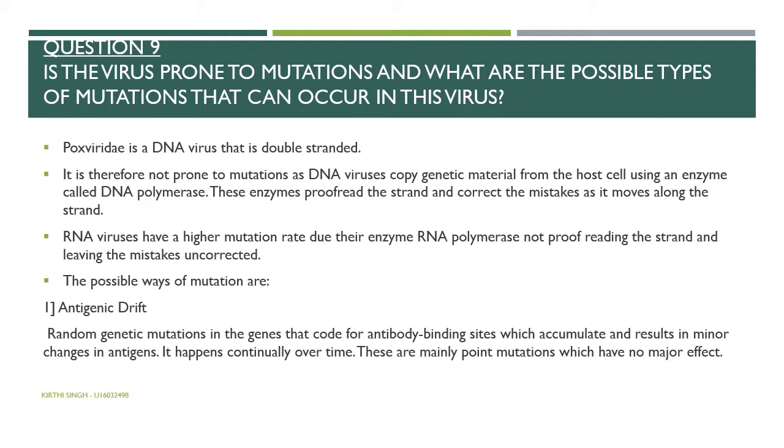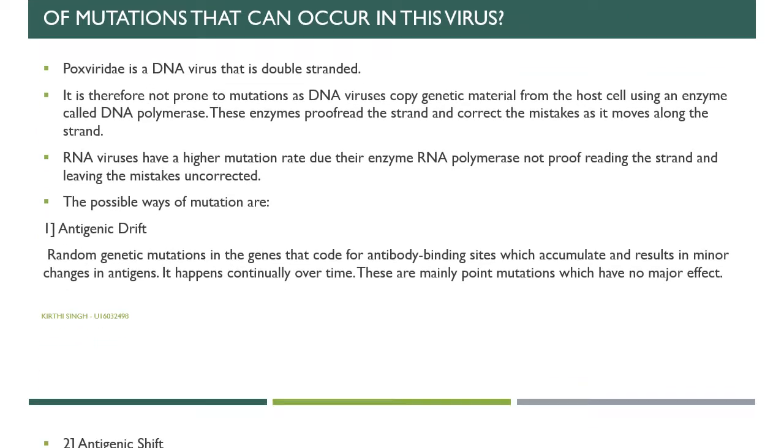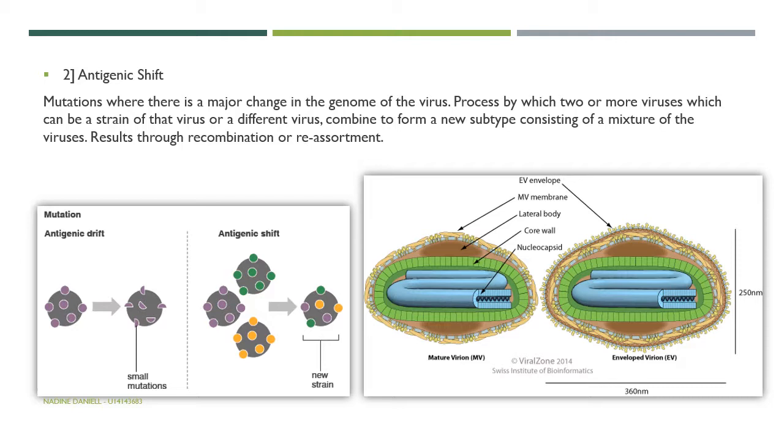The possible types of mutations that can occur are, number one, antigenic drift, where individual bases in DNA or RNA mutate to form other bases, which result in minor changes in antigens. These are mainly point mutations which have no major effects. The second is antigenic shift. These are mutations where there is a major change in the genome of the virus, a process by which two or more viruses, which can be a strain of that virus or a different virus, combine to form a new subtype consisting of a mixture of the viruses. This results through recombination or reassortment.